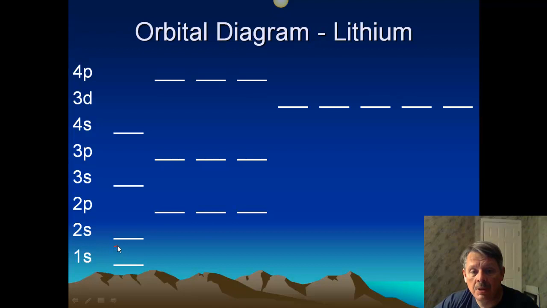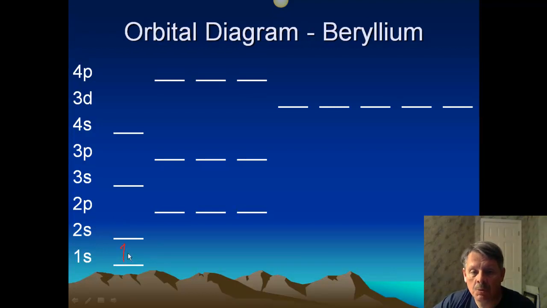Lithium. Lithium has 3 electrons. Well, there's 1. There's 2. Now, the third one cannot go at this level, right, because we're told there can only be 2 electrons per level, and they must have opposite spins. So that means we have to go to our next level. We're still working our way up from the bottom. That's a total of 3 electrons. That's the electron configuration for lithium.